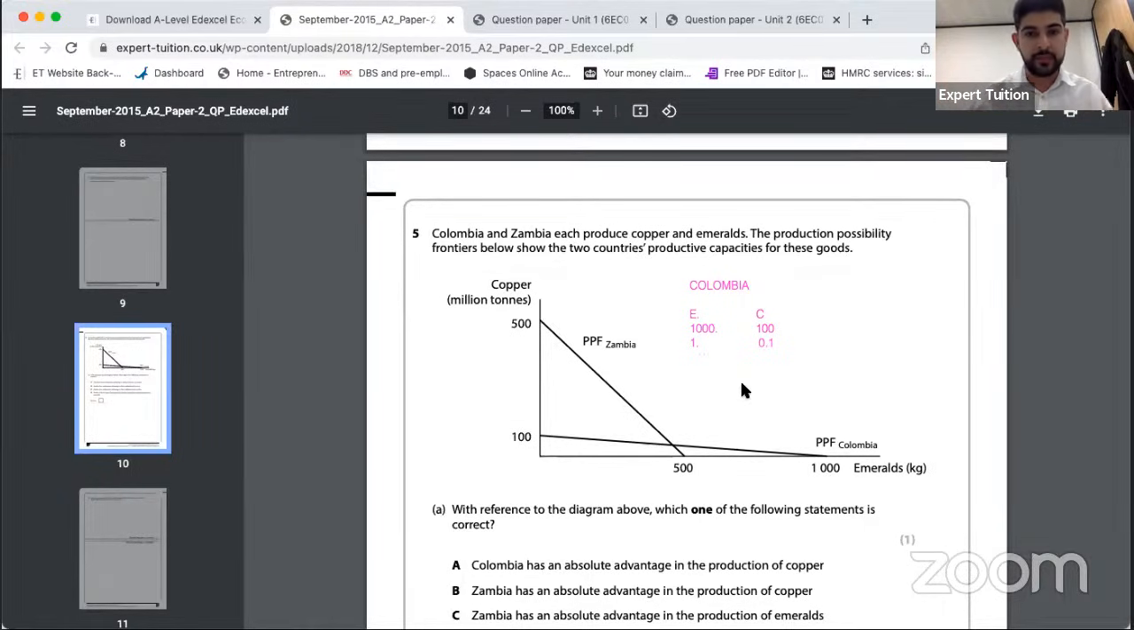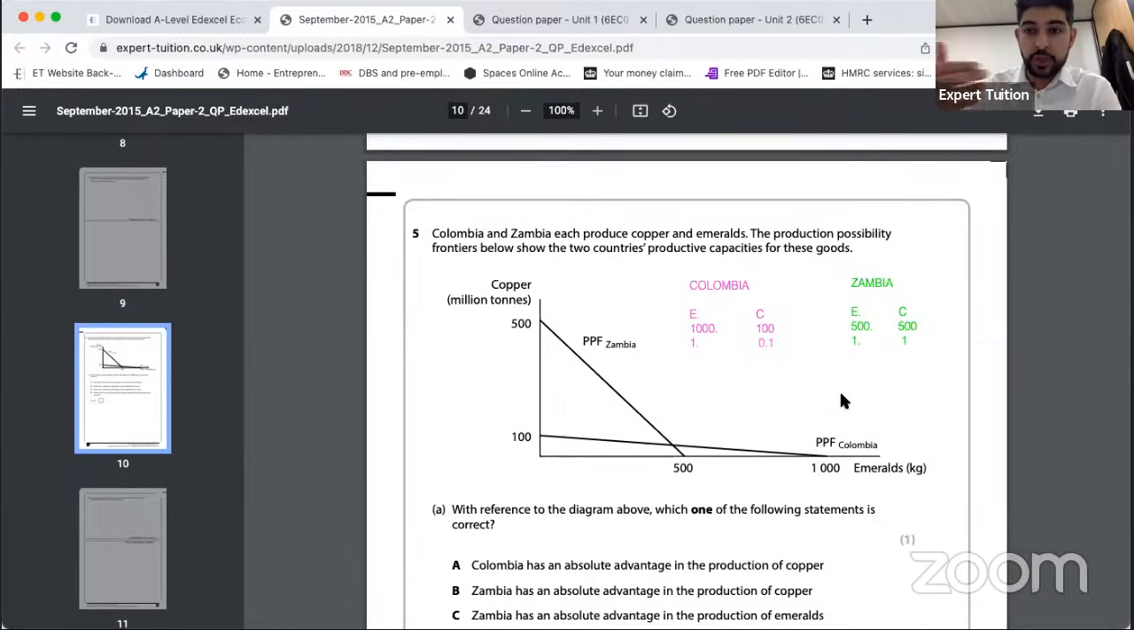Let's do the exact same thing now for Zambia. Zambia should be very straightforward because of their numbers. So let's do it in a slightly different color. Over here. Okay, so Zambia. All right, we need to lay it out in the same way. So emeralds on the left-hand side, copper on the right-hand side. Okay, if Zambia produce nothing but emeralds, how many emeralds do they make? Well, they make 500 kilograms. How much copper do they sacrifice? Well, they sacrifice 500 million tons. Therefore, obviously, for 1 kilogram of emeralds, how much copper do they sacrifice? Obviously, it's 1. Can you guys see why? So I divided it by 500, divide the other number 500, 1.